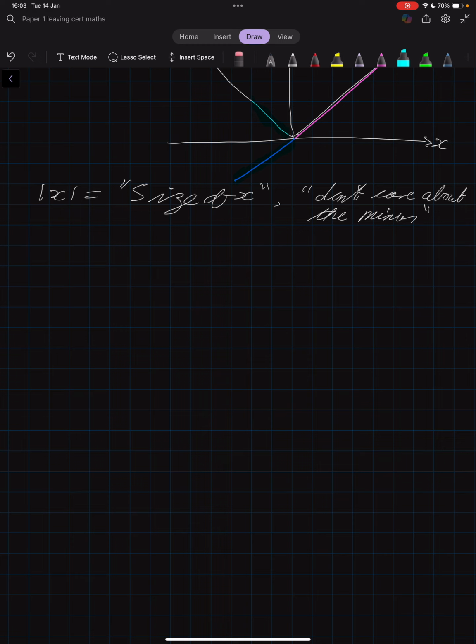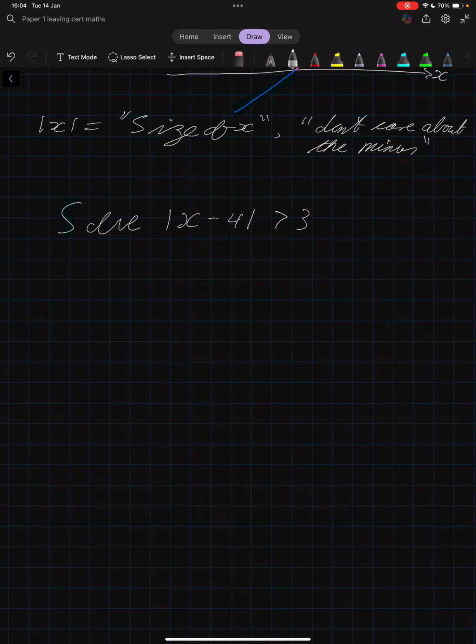So it could be something like: solve the modulus of x minus 4 is greater than 3. Now, you can square this if you like, because the modulus basically just gets rid of the minus sign. If you square both sides, you actually don't have to deal with the minus sign. So I might do that now, and then I'll do it a different way in a second. You can just square both sides.